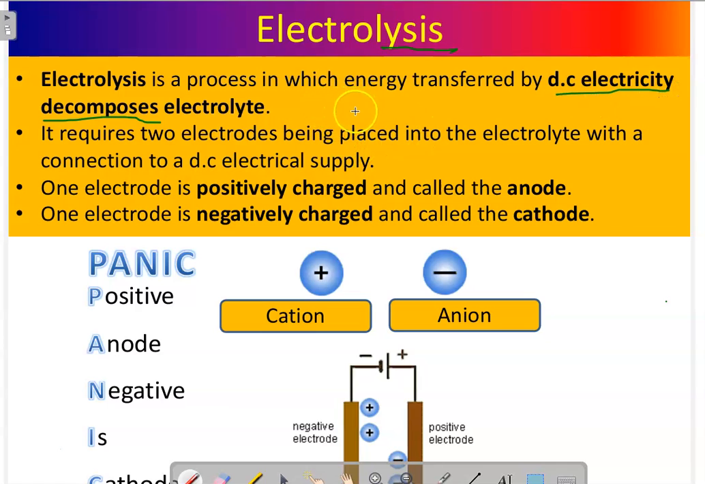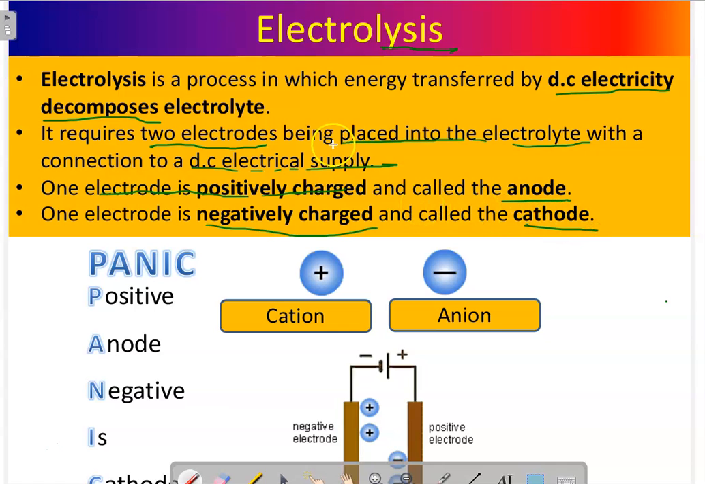Now, what happens in electrolysis is that you require two electrodes. Place the electrodes into the electrolyte and connect them to a DC supply. It requires two electrodes being placed into the electrolyte with a connection to a DC supply. It's as simple as that. Now, one electrode is positively charged and is called the anode, and another electrode is negatively charged and is called the cathode.